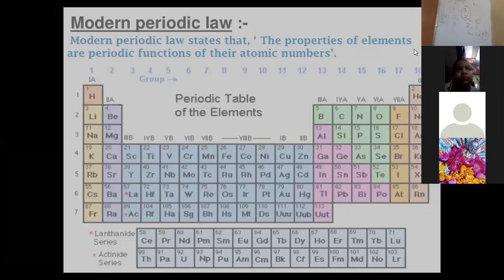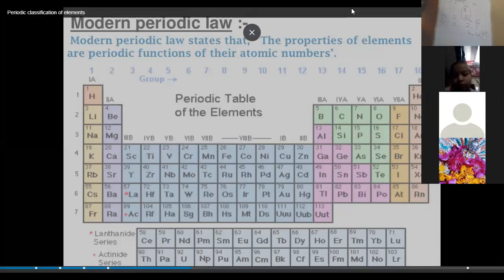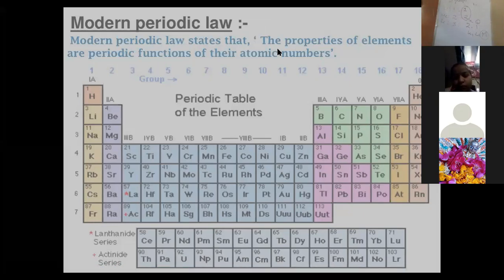Group number 13 is called the boron family. Group number 14 is called the carbon family. Group number 15 is called the nitrogen family. Group 16 is called either the oxygen family or chalcogens.